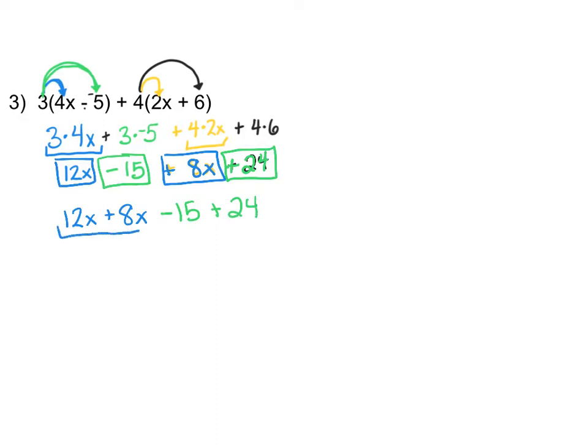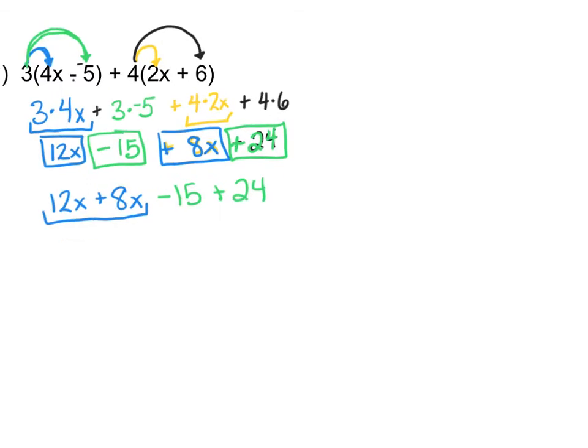Go ahead and now combine by adding. So 12x plus 8x is 20x. And then I have a negative 15 and a positive 24. Well, since I have some positives and some negatives, that means I need to subtract in my head. So 24 minus 15 is 9. Okay, now you have to tell yourself, do you have more positives or negatives? Well, 24 is greater than 15, because of my absolute value, so that means it's going to be 20x plus 9.